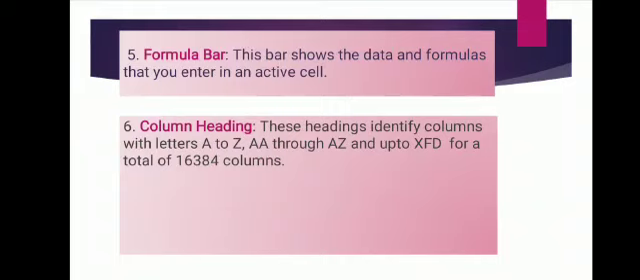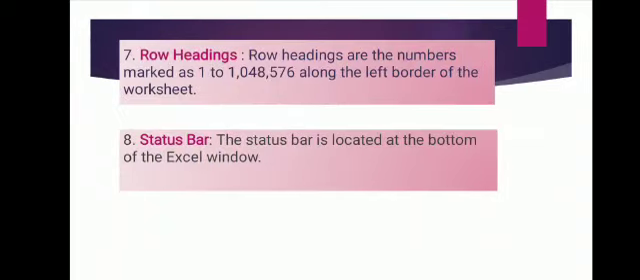Column heading. Already we had discussed that the alphabets across the top border of each worksheet are the column headings, and these headings identify columns with letters A to Z, AA through AZ. Next is row heading. It is marked with numbers from 1 onward along the left border of the worksheet. Last one is status bar.